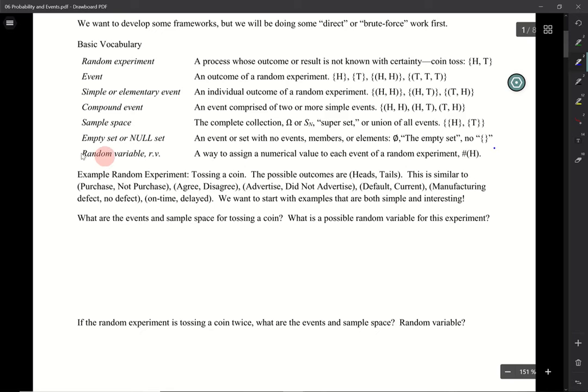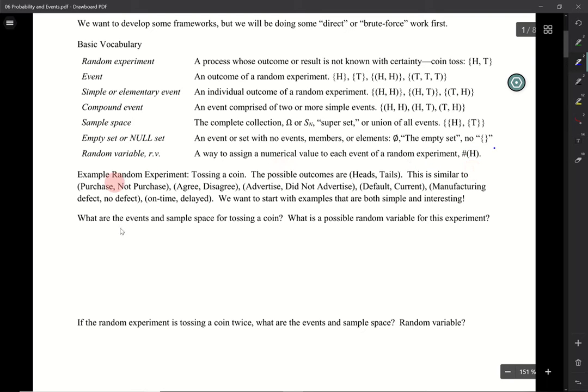maybe you've heard of random variables, but we want to start to think about random variables. It's a way to assign a numerical value to each event of a random experiment. So, for example, you might say the number of heads, right? Here the number of heads would be 2. The number of heads would be 1, the number of heads would be 1, and then if you had tails, the number of heads would be 0. So that defines a random variable, because based on the elementary events, we were able to assign a specific number to each event. Okay, and we'll say a little bit more about random variables later.